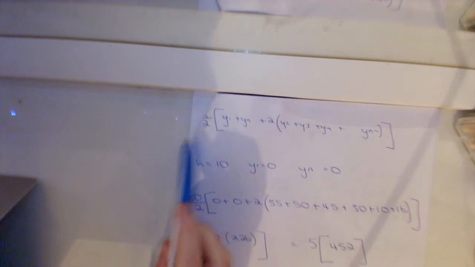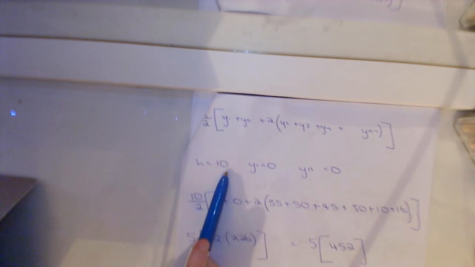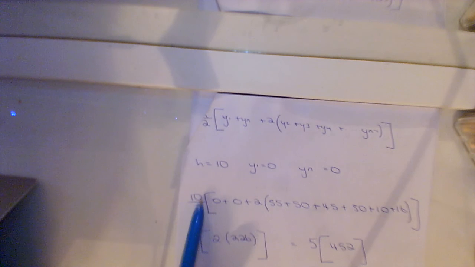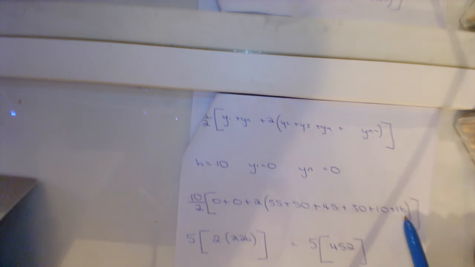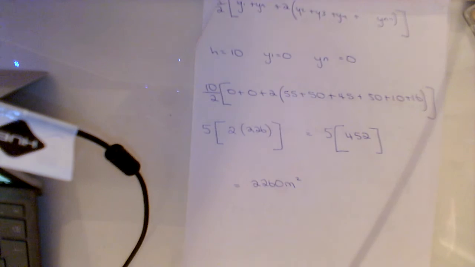Okay, so I have h over 2, my formula here. For part 3, my h is equal to 10. My first height is 0, my last height is also 0. Then filling into my formula, I have 10 over 2 bracket 0 plus 0 plus 2 times 55 plus 50 plus 45 plus 50 plus 10 plus 16. And I'll get 5 bracket 2 times 226, which will be 5 bracket 452, and my final answer will be 2,260 meters squared.